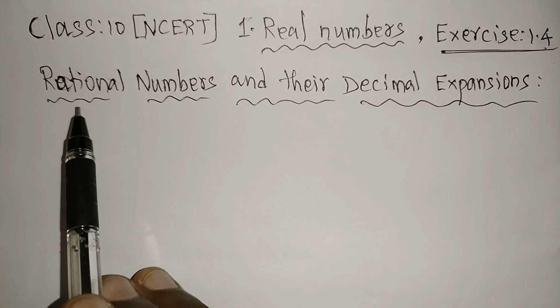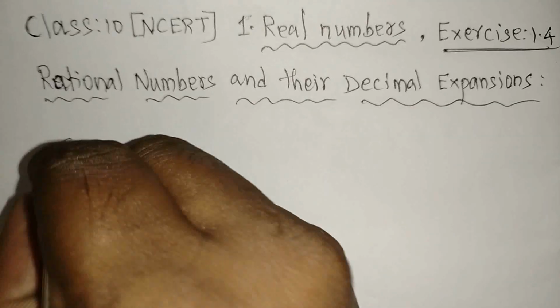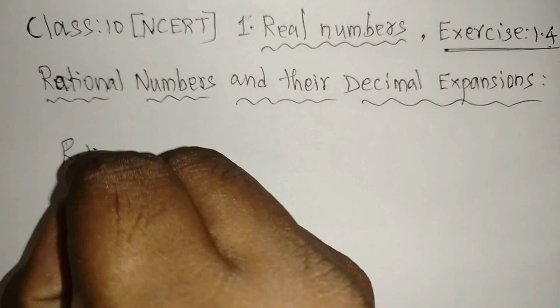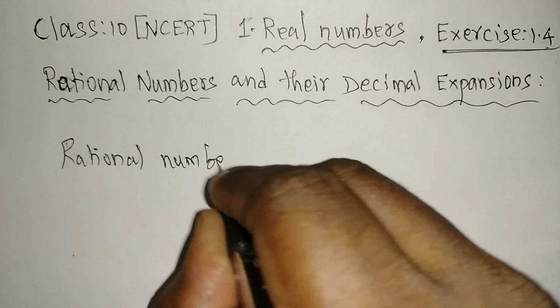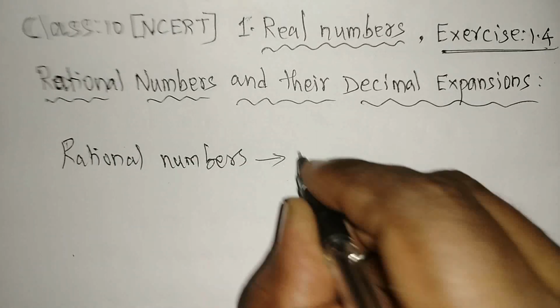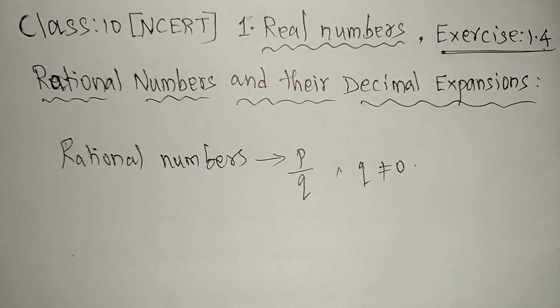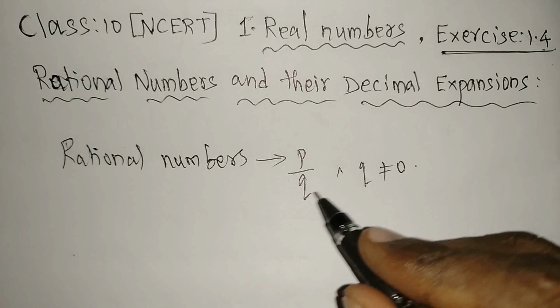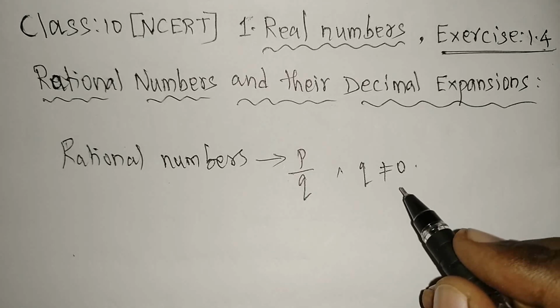First, what is a rational number? A rational number, as we know, is in the form p by q, where q is not equal to 0, because if q equals 0 it will be not defined. That is why I am giving q not equal to 0.